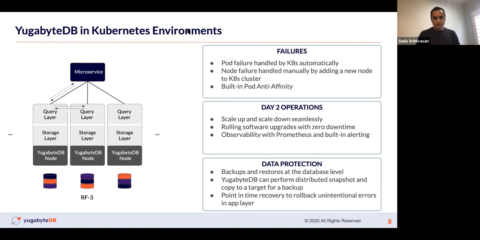And then finally, on the data protection side, we have backups and restores available at the database level, and YugabyteDB can perform distributed snapshots. So if you have tables that are spread out across multiple nodes, you can perform distributed snapshots and copy that to an S3 bucket, keep it off cluster. And finally, as we're going to talk about in this release, we have point-in-time recovery that allows you to roll back to a specific point in time in the past to recover from unintentional errors or some kind of data corruption. So a lot of rich capabilities to simplify your day two operations and the day-to-day running of Yugabyte in a containerized environment.